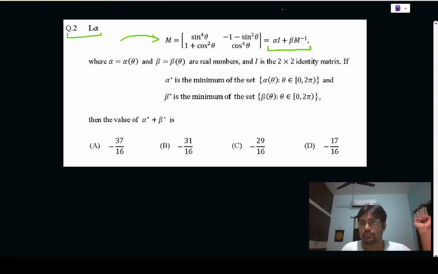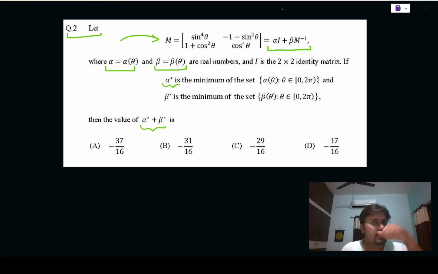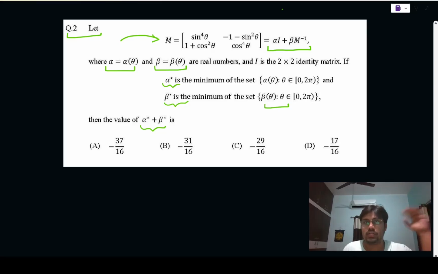So it's alpha times the identity matrix, beta times the matrix inverse, and they are defining alpha. Both alpha and beta are basically functions of theta, and we are supposed to find alpha star plus beta star, where alpha star is the minimum of this set. Like, if alpha is a function of theta, find the minimum value that function takes. Similarly, if beta is a function of theta, find the minimum value that function takes and give me the sum of those values. That's basically what they have given in the question.